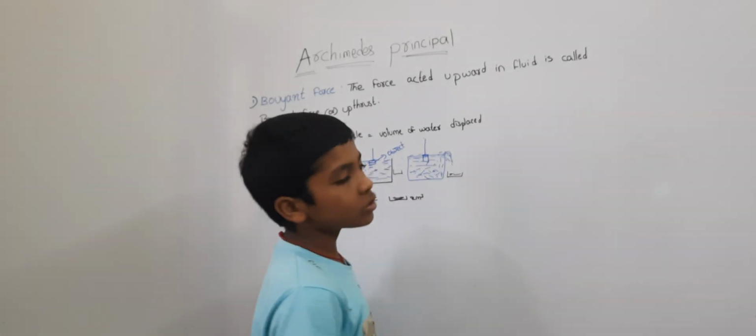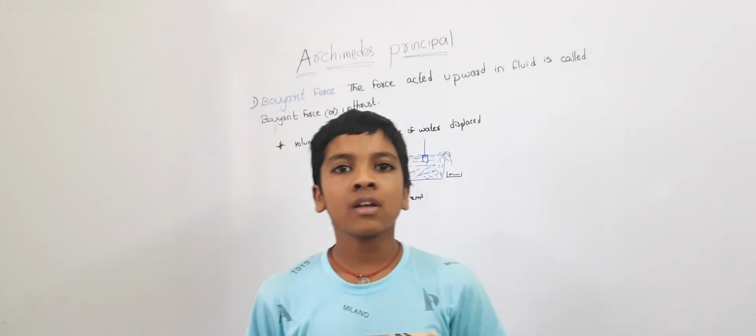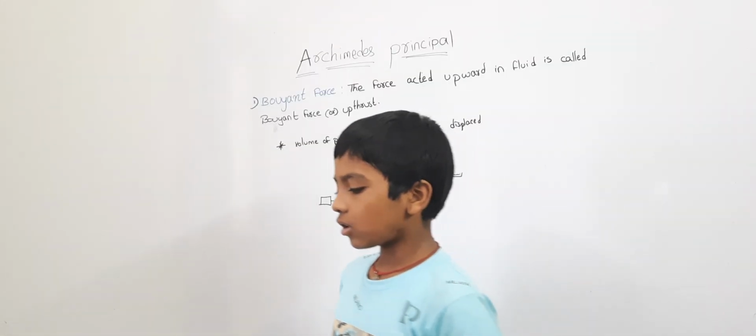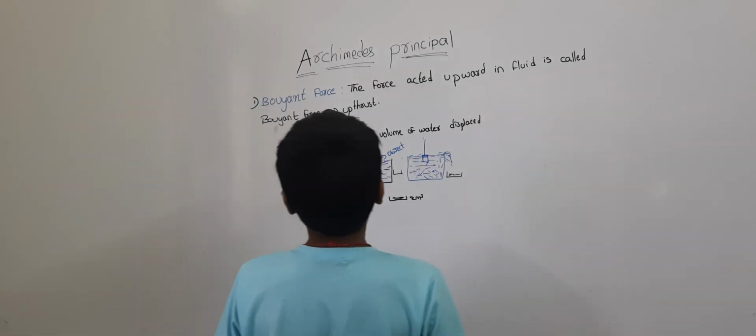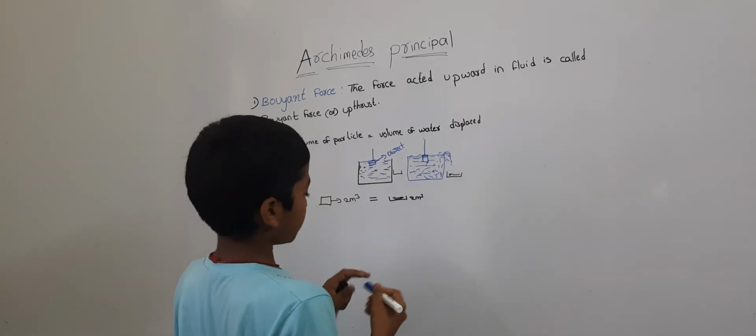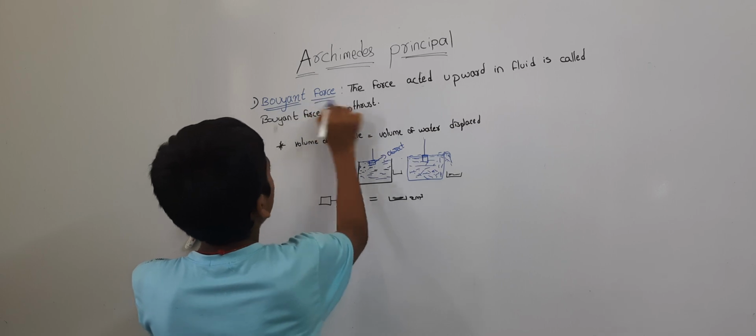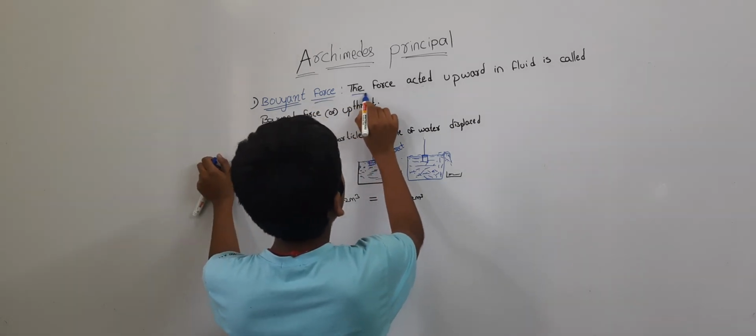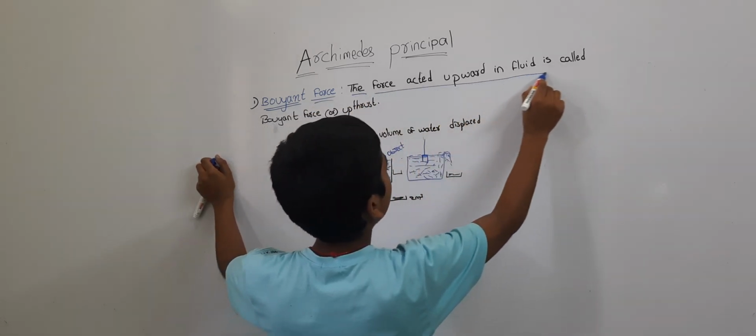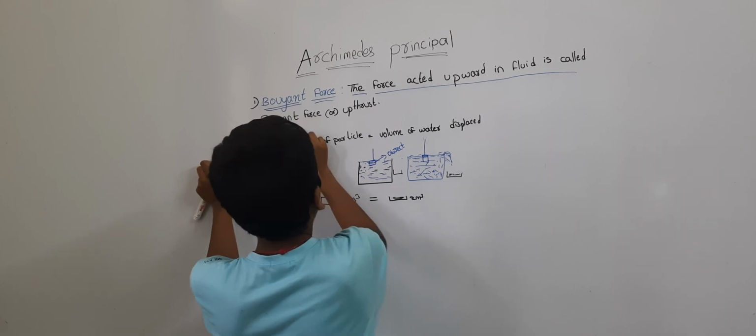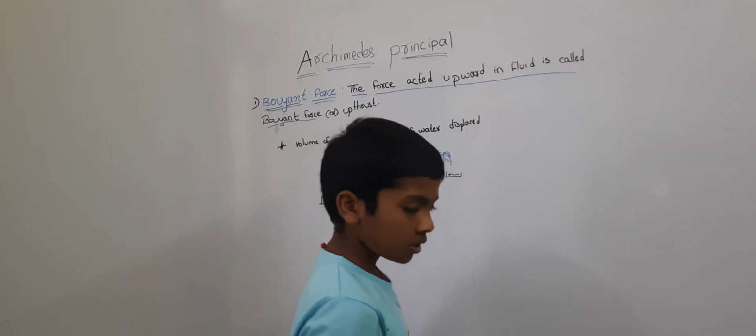First, this lesson is used for IIT and JEE Mains. This is also in 6th, 7th or 8th. First, Archimedes principle. In Archimedes principle, buoyant force. Definition: the force acting upward in a fluid is called buoyant force or upthrust.